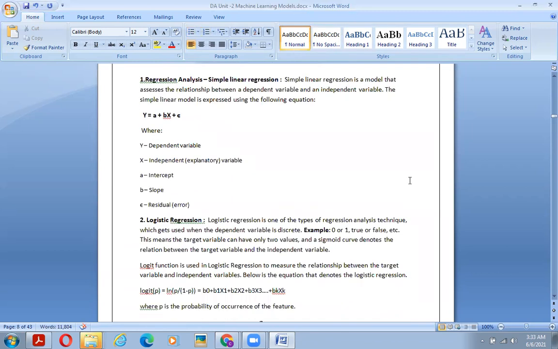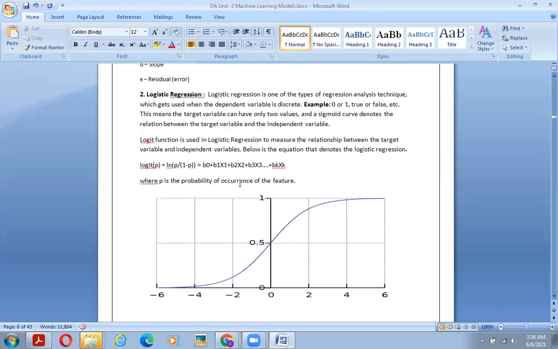Now, what is linear regression analysis all about? This is a very simple regression. Here, we simply find a relationship between the dependent variable and independent variable, and we put it in a line equation, that is y = a + bx + residual error, where y is the dependent variable, x is the independent variable, a is the intercept and b is the slope. And the second type is logistic regression.